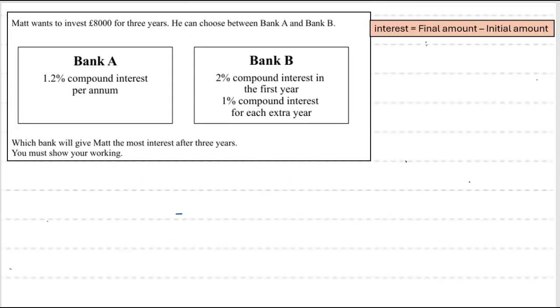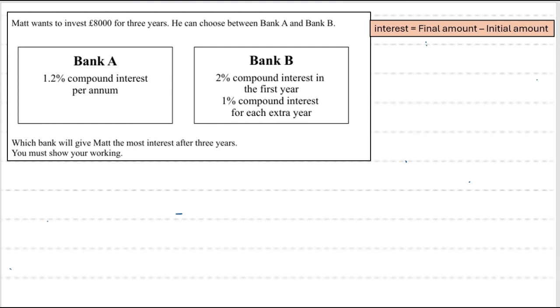Matt wants to invest £8,000 for 3 years. He can choose between Bank A and Bank B. Bank A pays 1.2% compound interest per annum, and Bank B pays 2% compound interest in the first year and then 1% compound interest for each extra year. The question is asking which bank will give Matt the most interest after 3 years.